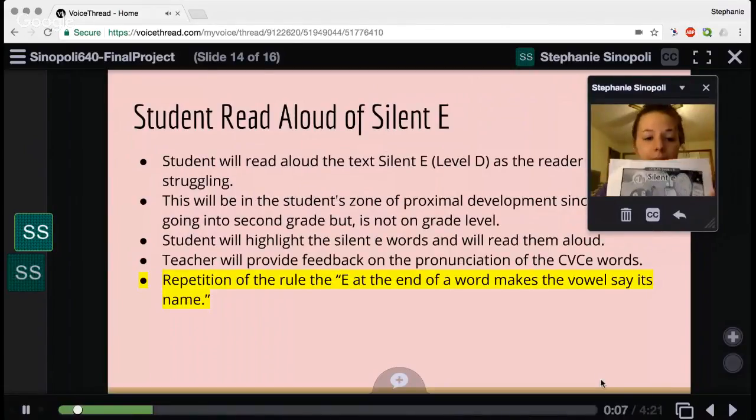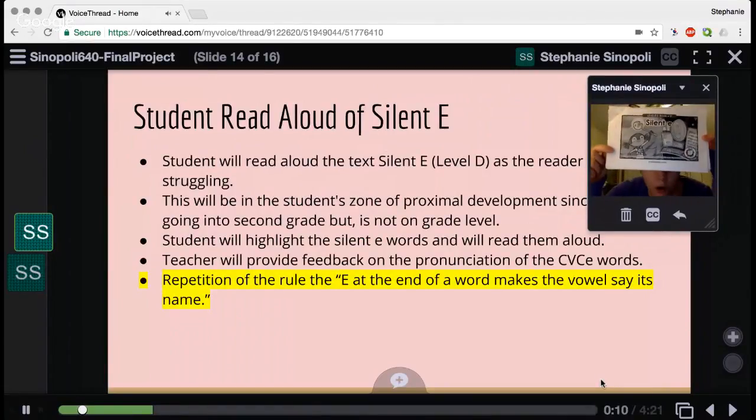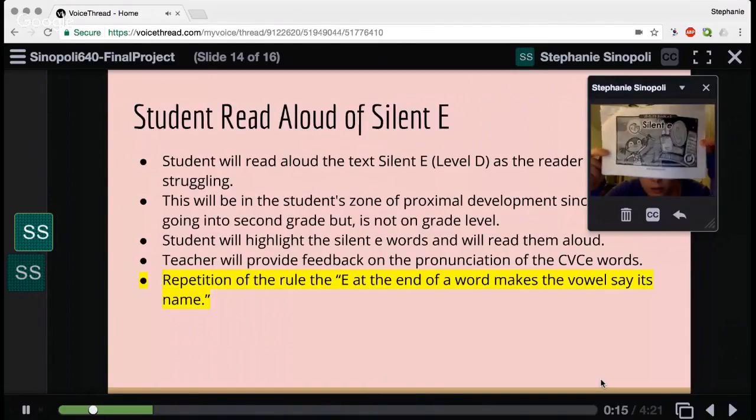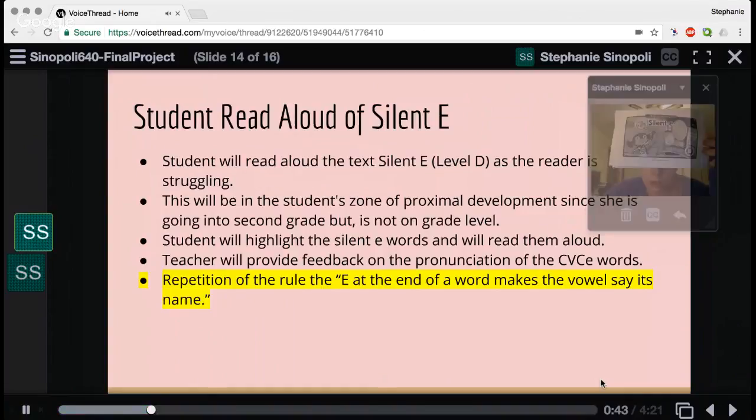It's a level D text, as she is a struggling first grader going into second grade or soon to be second grader. So I figured that this level would be appropriate in the zone of proximal development for Karen, since she's not on grade level in first grade. So she's going to highlight the E words and read them aloud. I will provide feedback on the pronunciation of CVCE words, and the repetition of the rule, E at the end of a word makes the vowel say its name. That will be repeated by myself, but mostly by Karen throughout the story.